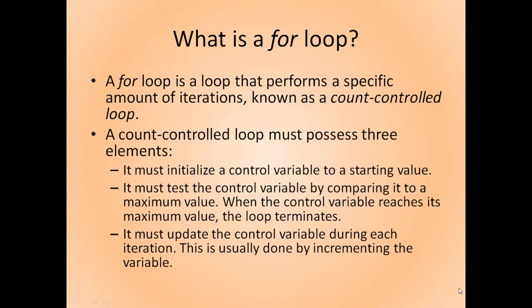So what is a for loop? A for loop is a loop that performs a specific amount of iterations, also known as a count-controlled loop. There are three elements that a count-controlled loop must possess. It must initialize a control variable to a starting value. It must also test the control variable by comparing it to the maximum value. When the control variable reaches this maximum value, the loop terminates. Finally, it must update the control variable during each iteration. This is usually done by incrementing the variable.